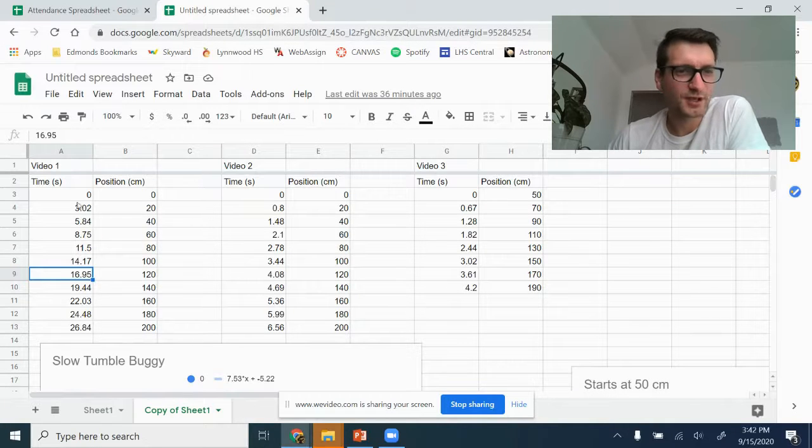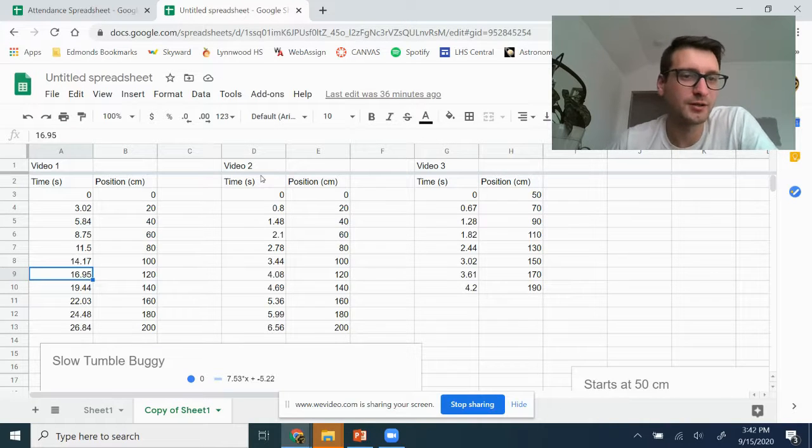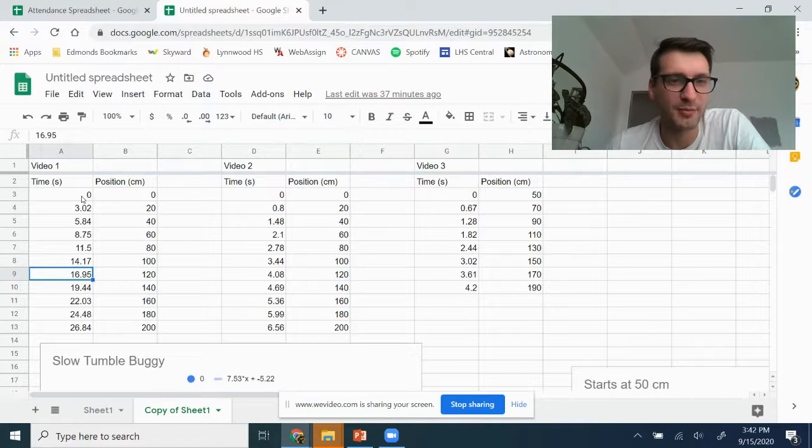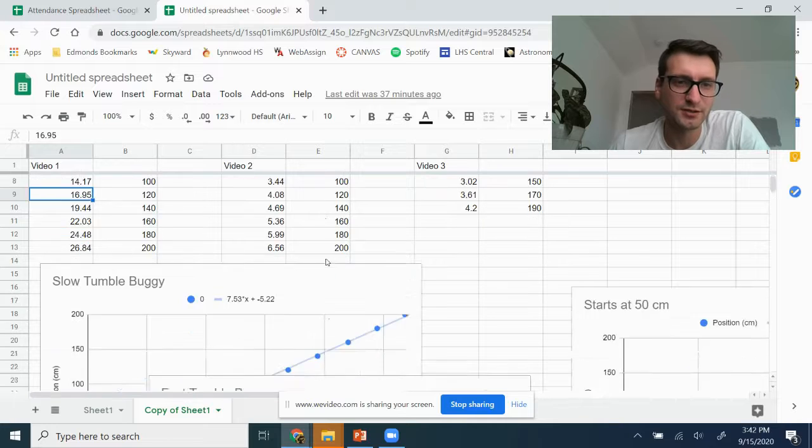All right, I just wanted to take a minute because I said I would and show you the updated data. So I went back through and completely redid all the data with the new video with the proper timer. So here it is for video one where it's going slow, video two where it's going fast, and video three where it starts at 50 centimeters. Okay, so let's take a look.